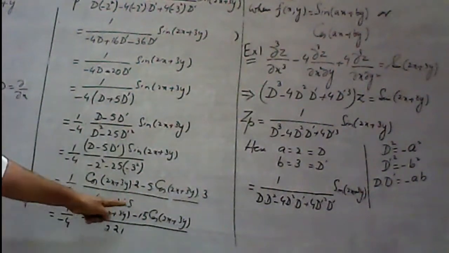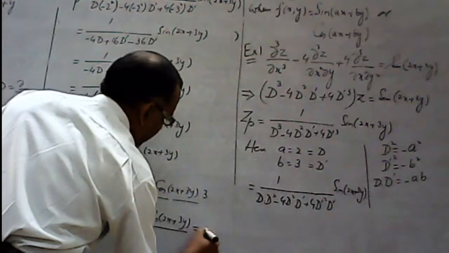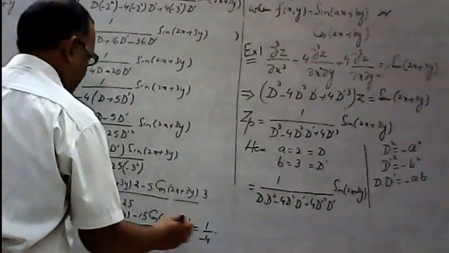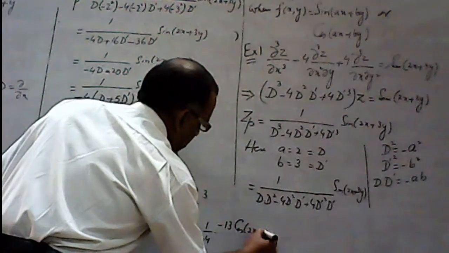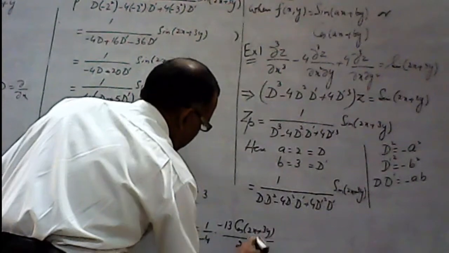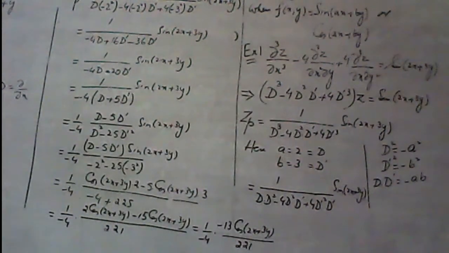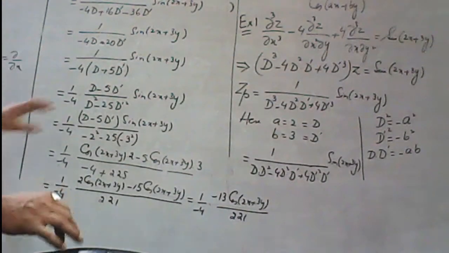And it is possible to add both these values. So we can finally write that 1 upon minus 4, in numerator minus 15 plus 2 is minus 13 cos(2x plus 3y) upon 221. This will be the final answer of this example number 1.